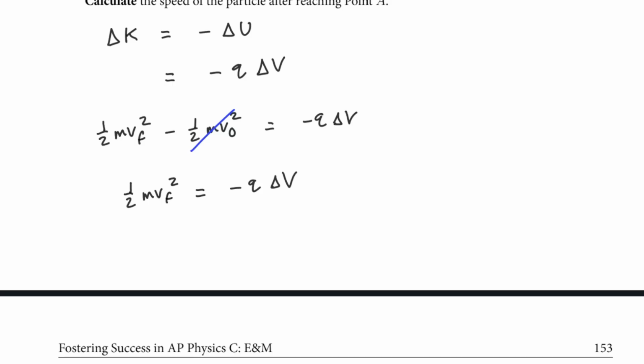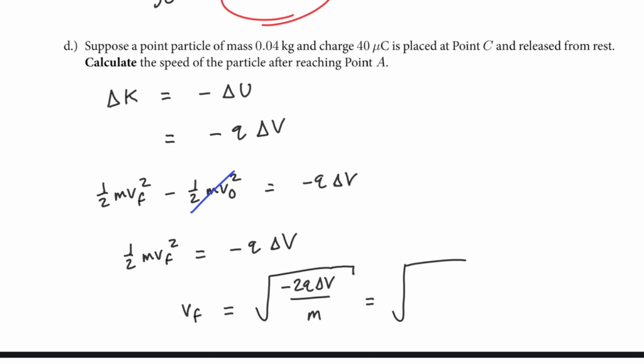And then if we solve this for vf, it looks momentarily like we have a problem, because vf would be the square root of negative 2Q delta V divided by m. So it looks like we'd be square rooting a negative, but it's actually not a big deal, because our change in potential can definitely be negative. If we think about it, a positive charge will speed up if it goes downhill. So we are expecting delta V to be negative. So we do know that this is negative 2 times our Q, which is 40 times 10 to the minus 6, then our delta V, which better be negative, and then we'll divide by 0.04 kilograms.